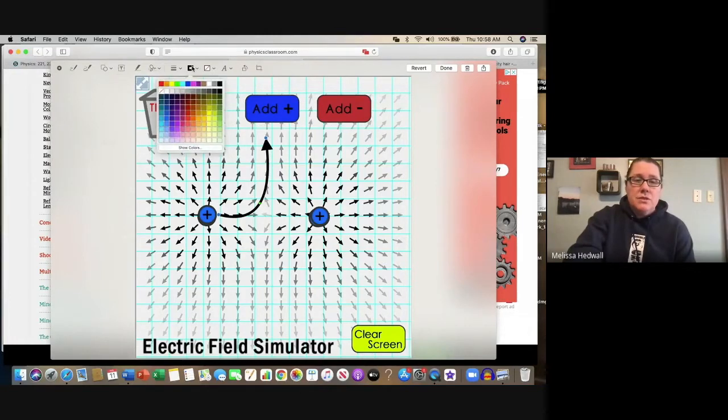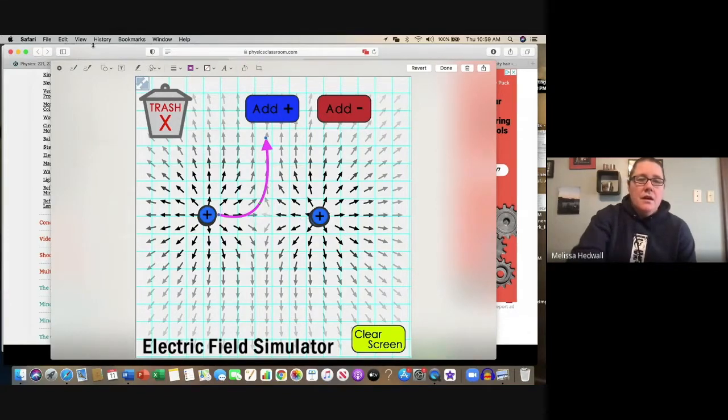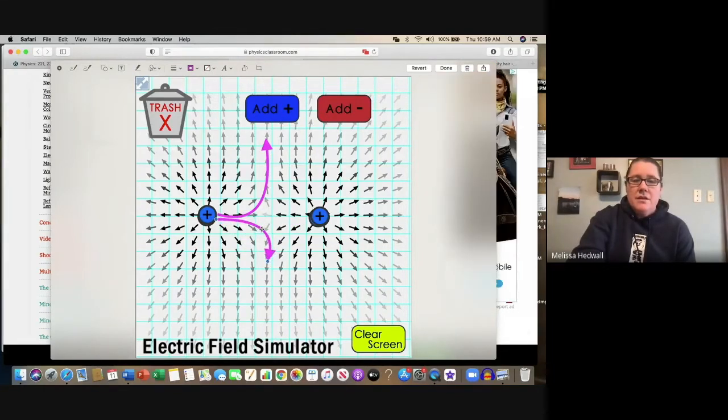I'm going to switch colors on this so you can see them. I'll make them pink. If I add another arrow here, it can look like this. I can put this here, and this down here. And so remember that with our field lines, they're always going to push away from the positive and down toward the negative. And so you can get that to the place that you want.